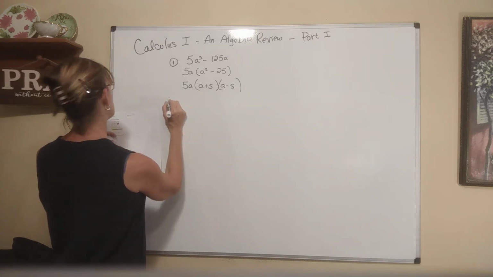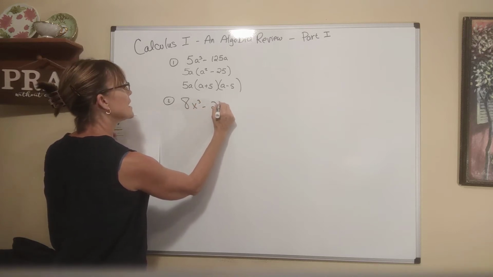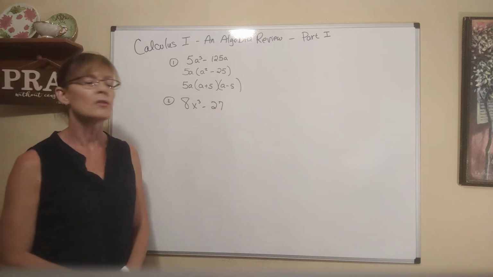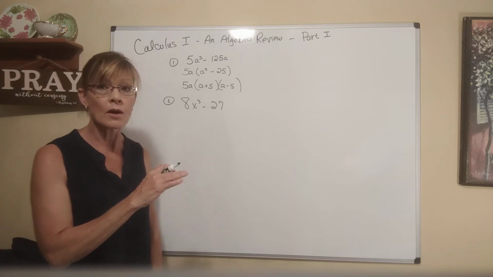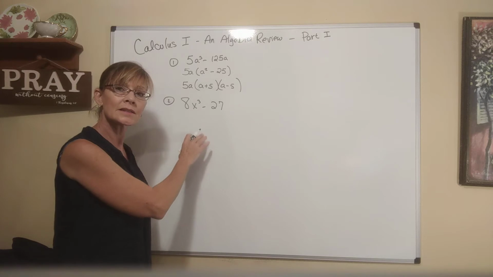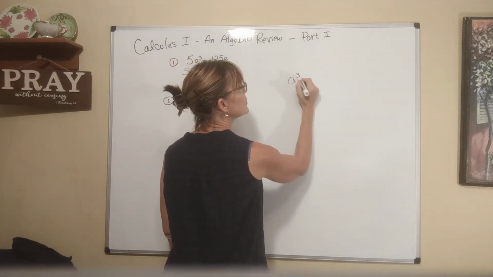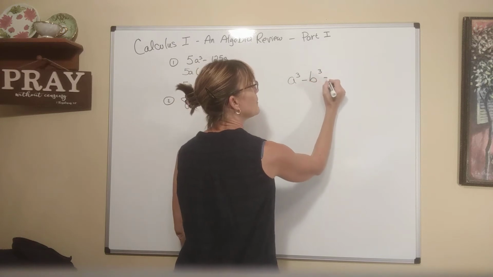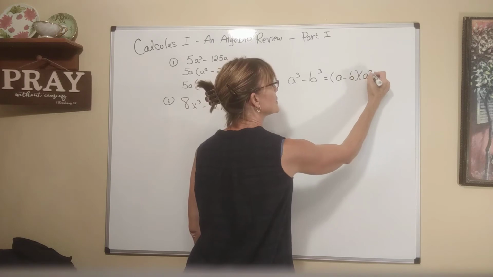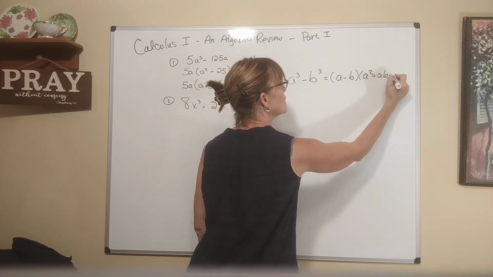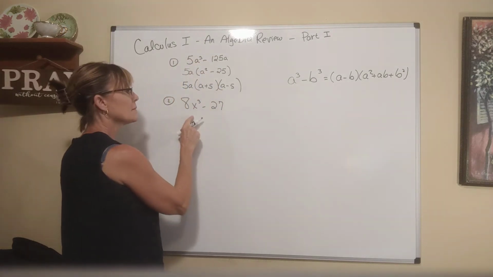Number 2 goes like this: 8x cubed minus 27. This is a binomial. You would try to factor out the greatest common factor, however there's not one. But hopefully you recognize this as the difference of cubes. The difference of two things that are cubed by formula factors into a minus b times a squared plus ab plus b squared, okay?